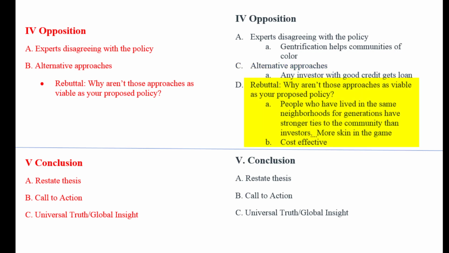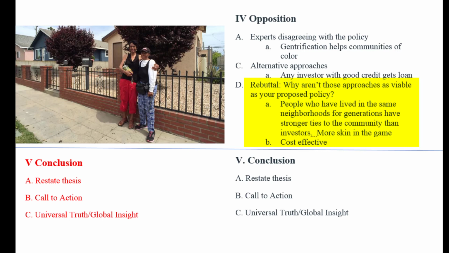My rebuttal, my response to that, to answer why these approaches aren't as viable as the proposed policy, I would use evidence to prove that people who have lived in the same neighborhoods for generations have stronger ties to communities than investors. As the cliche goes, they have more skin in the game. So instead of having wealthy people from the outside knocking down old homes to build mansions, people who live in those homes should be given money to fix them up, to improve the neighborhood. And overall, this will be cost effective. And once again, I'd have research-based evidence to prove this.